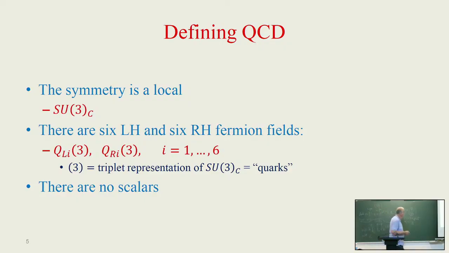And from here on, when we have a fermion field in the triplet representation of SU3, we call these quarks. Okay, so that's the definition of what quarks are. Fermions in the triplet representation of SU3, and that's why I call them Q and not psi. We called them psi, but Q because I now call them quarks, and no scalars. So this is the definition of the model.